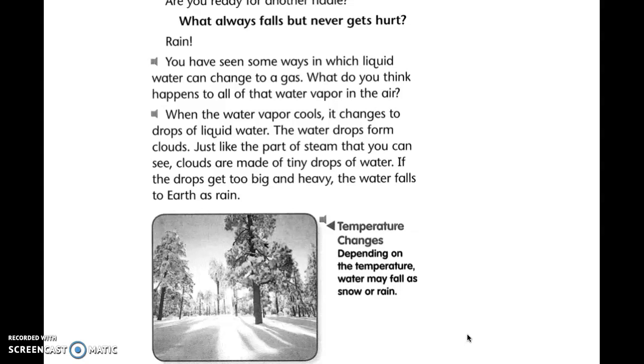The water drops form clouds, like the part of steam that you can see. Clouds are made of tiny drops of water. If the drops get too big and heavy, the water falls to earth as rain. In the picture, it says temperature changes. Depending on the temperature, water may fall as snow or rain.